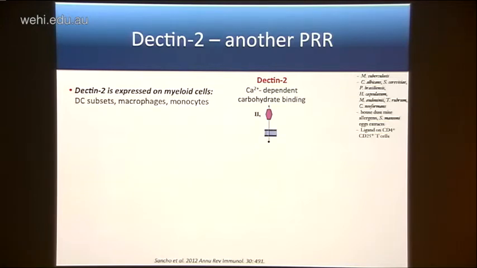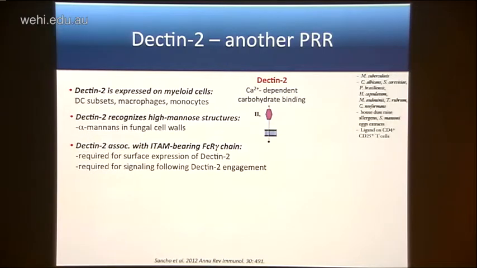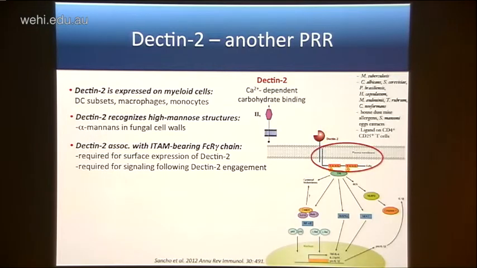So Dectin-2 is expressed on myeloid cells, DCs, macrophages, and monocytes. As I mentioned, it recognizes high mannose structures, specifically alpha-mannans found in fungal cell walls. And it's a little different than Dectin-1 in that it can't directly signal. But here is its pathway, and I just want you to focus on this part that I highlighted. Basically, it signals through an adapter molecule. So that's the Fc receptor common gamma chain that it attaches to, and it's through this attachment that Dectin-2 can actually be expressed on the surface, and it's required for downstream signaling.